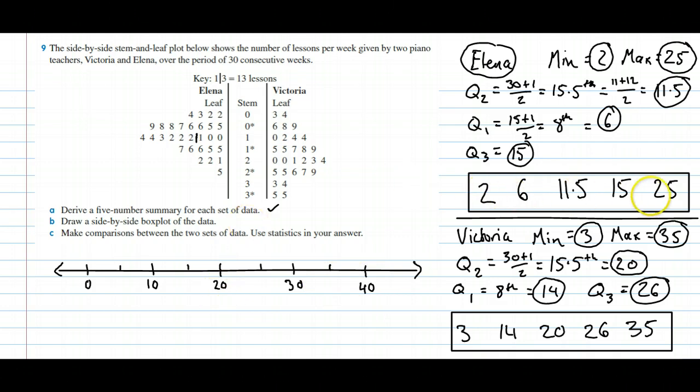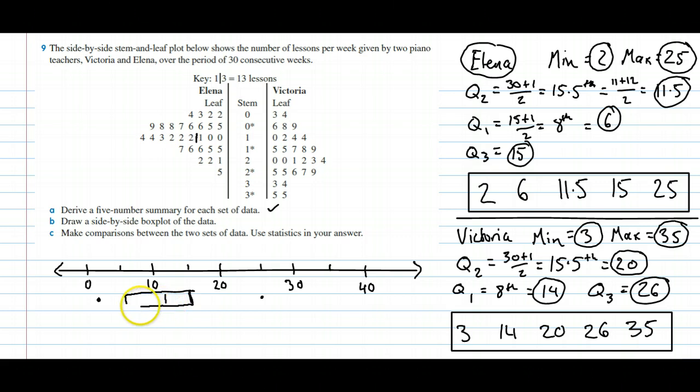Now our 5-number summaries can be used to create the 2 box plots. For Elena, the start of her box plot is going to be at 2, which I estimate to be around here. So that's the dot at the end of the box plot. And then Q1 is 6, which is about here. So I'm going to put a line there for the start of the box. 11.5 is the median. I reckon that's about there. 15 about here. So that's our box. And then 25 is right there. So there's our 5 key points.